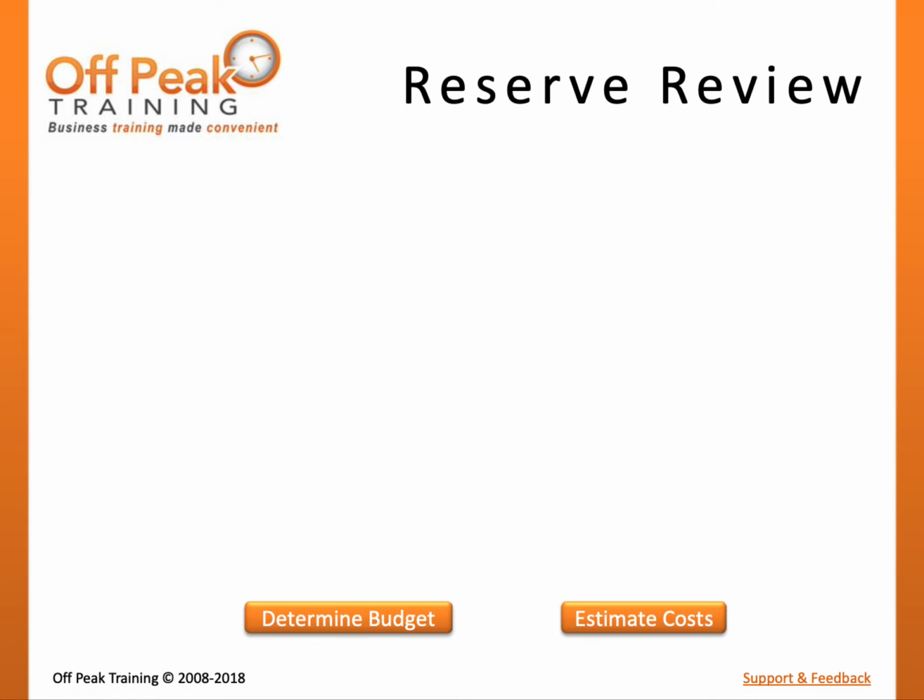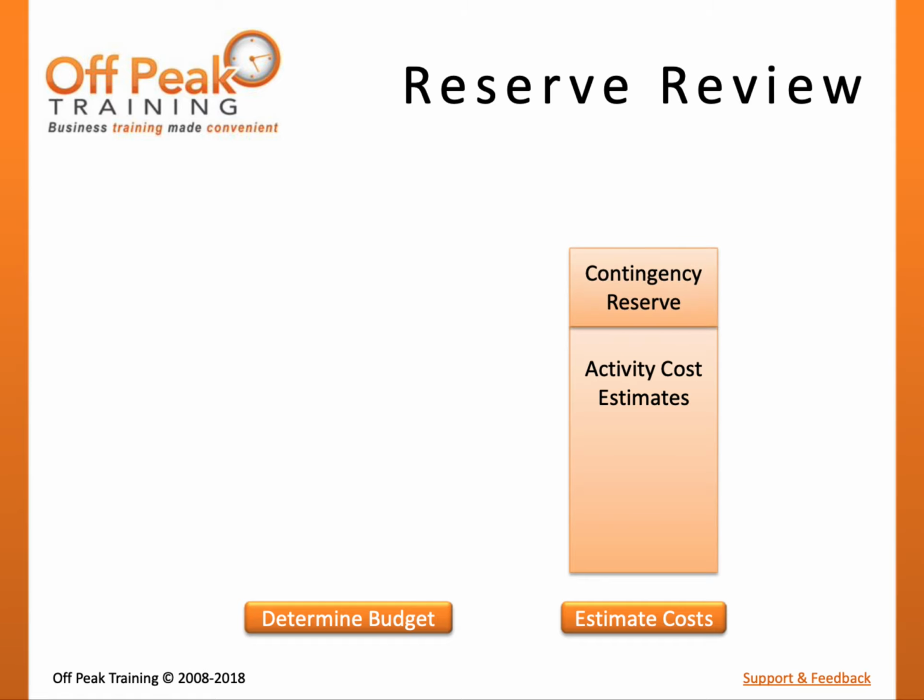Since the relationship between the estimates, the baseline, and the budget can be confusing, let's do a quick review. In the estimate costs process, the resource costs of each individual schedule activity are estimated and documented. These estimates may include some contingency reserve representing additional funds allocated because of identified risks, sometimes referred to as known unknowns. In the determine budget process, these estimates are aggregated and approved, resulting in a cost baseline.